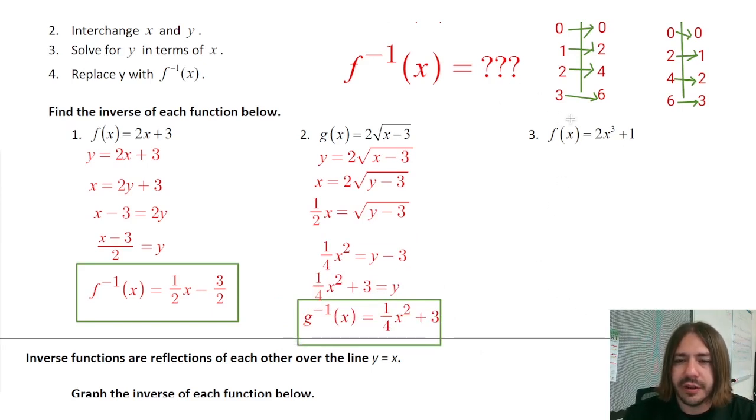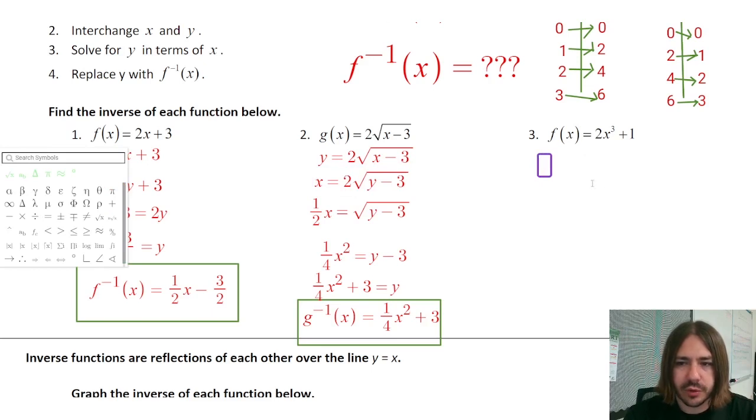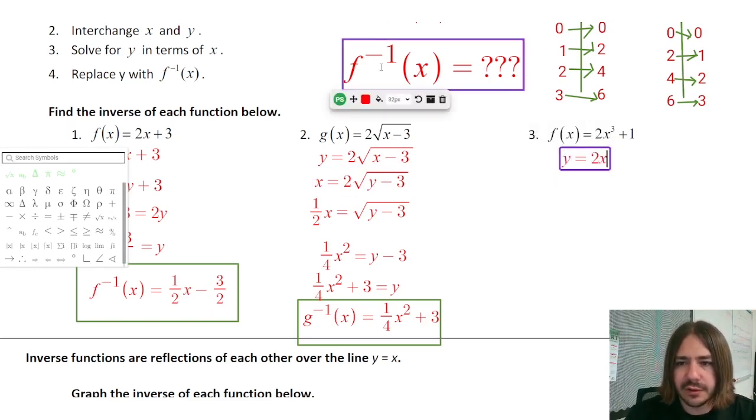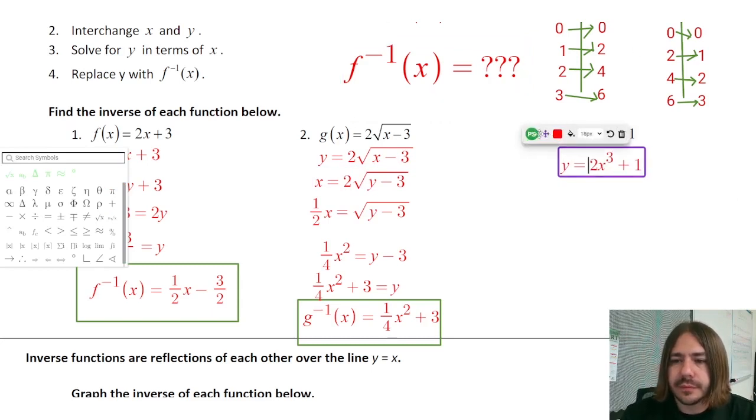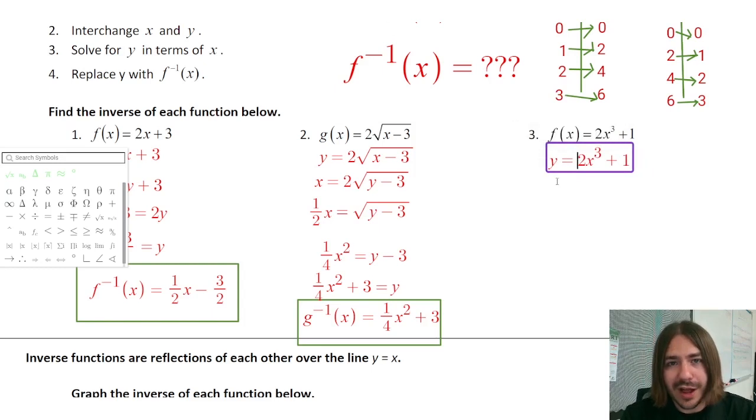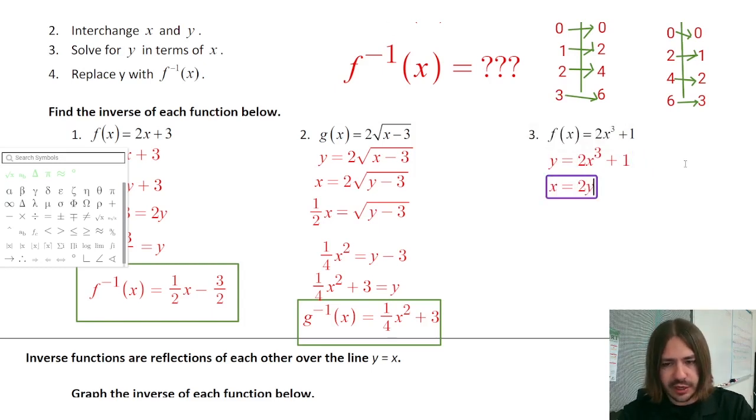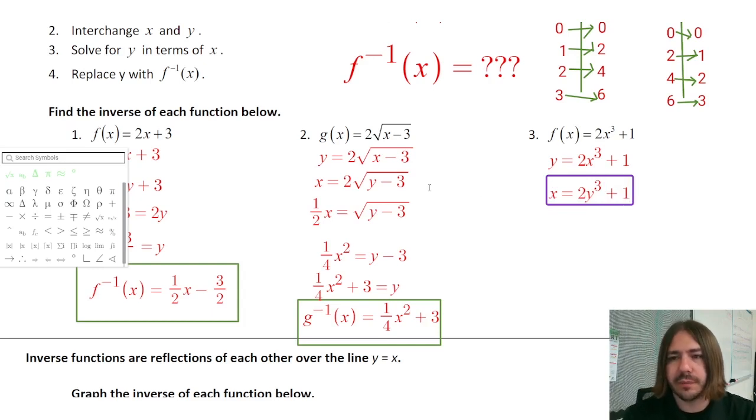Okay, 3 is f of x equals 2x cubed plus 1. So to find the inverse, you're going to start by rewriting f of x as y. Then we're going to swap x and y. So x equals 2 times y cubed plus 1. And then we need to solve for y here.